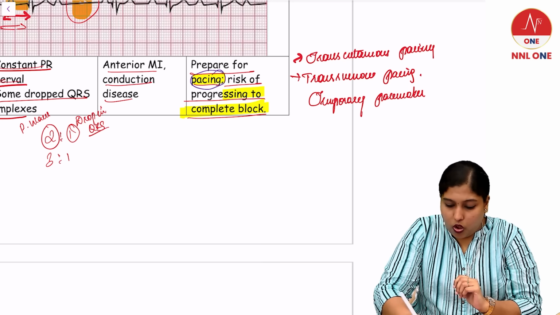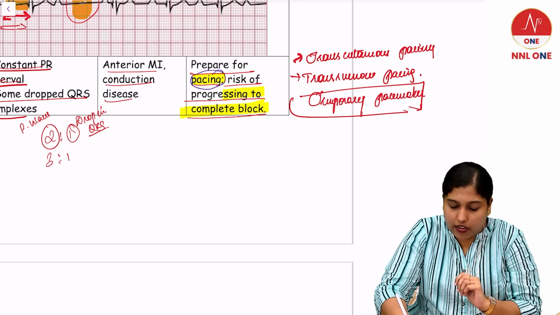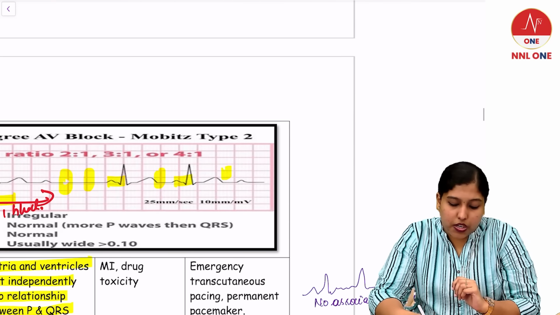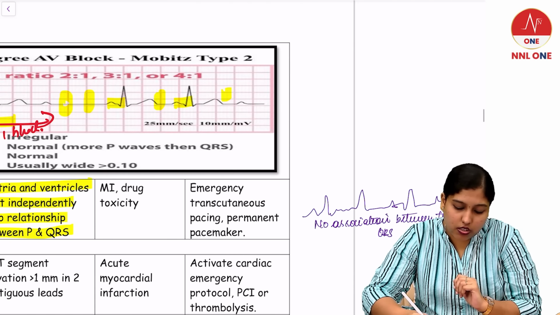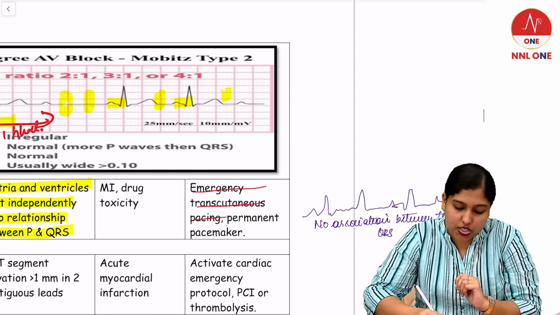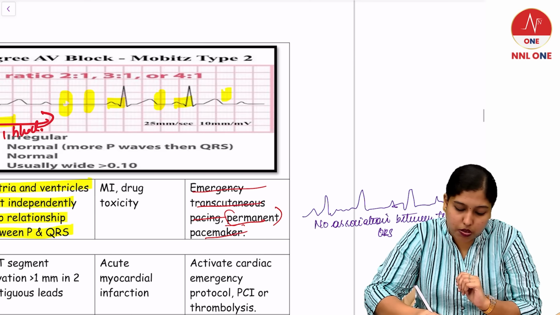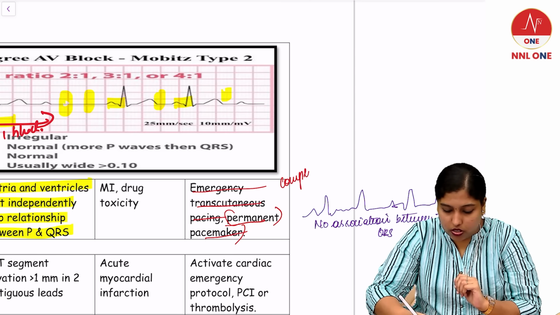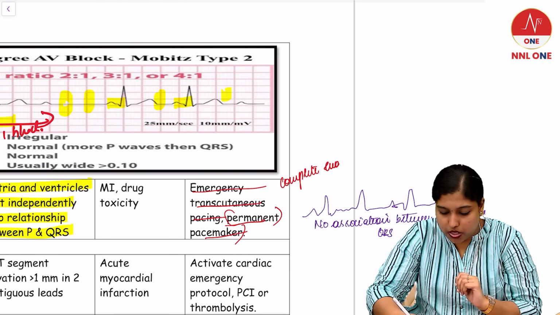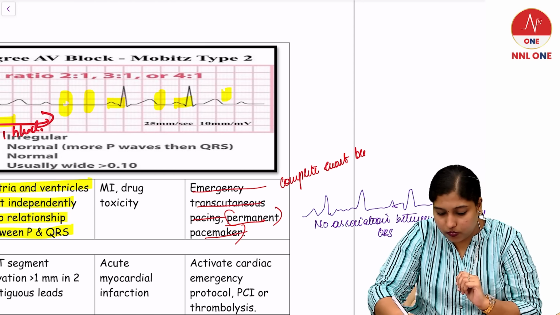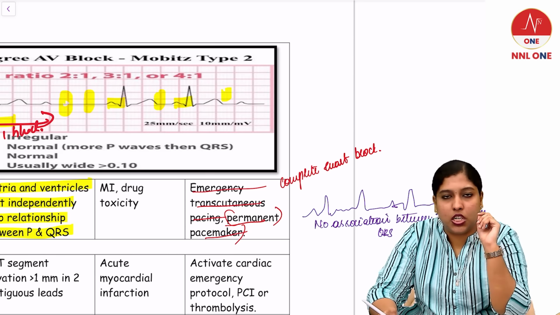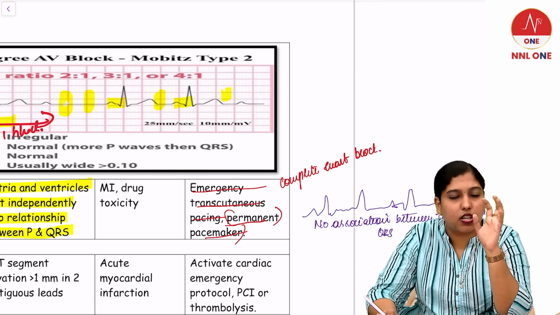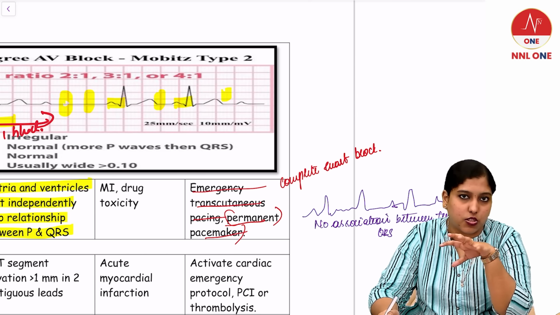On the other hand, we have the complete heart block. Emergency transcutaneous pacing you will do, and the only management is a permanent pacemaker. In case of complete heart block, you have to give a permanent pacemaker to the patient. So this patient will be needing electrical conduction externally through the permanent pacemaker which is implanted.